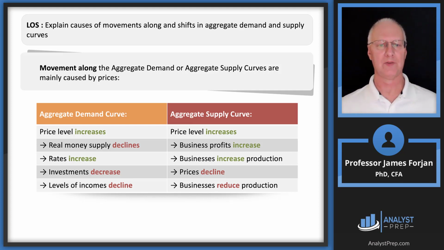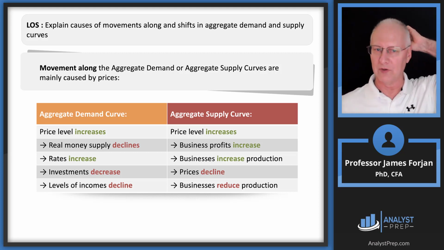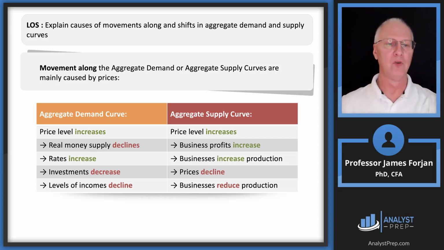Now let's go ahead and distinguish between shifts and movements along. This is a good slide to remember. What I'm going to have to do is go through each of these arrow points a little bit slowly, so make sure that there's probably some time that goes by. These are not instantaneous reactions. All right, so what is a movement along the aggregate demand curve?